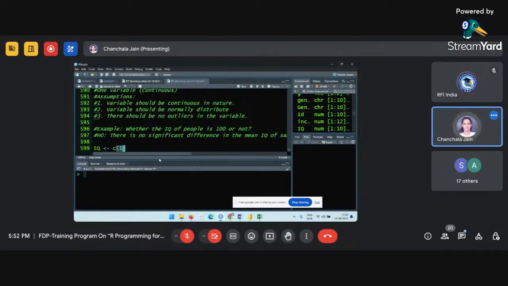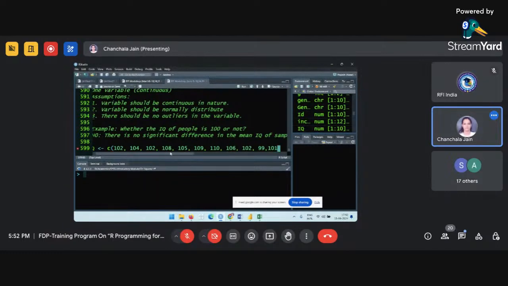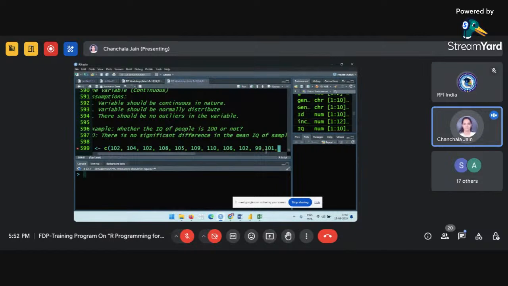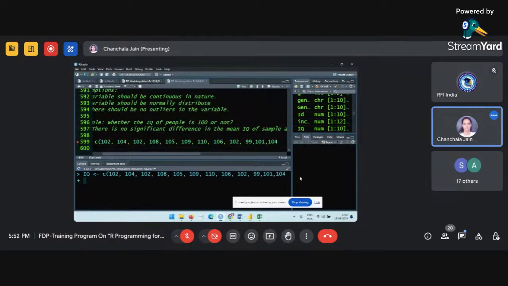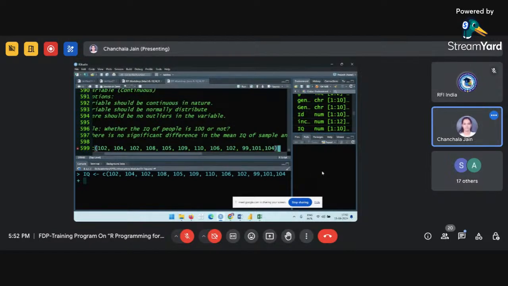So suppose I have written here 102, 104, 102, 108, 105, 109, 110, 106, 102, suppose 99, then 101. I think I have taken 11, I make it 12. 104. Fine.